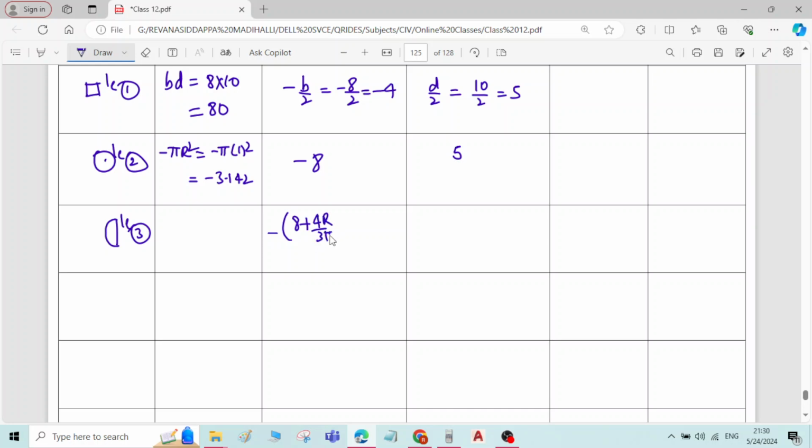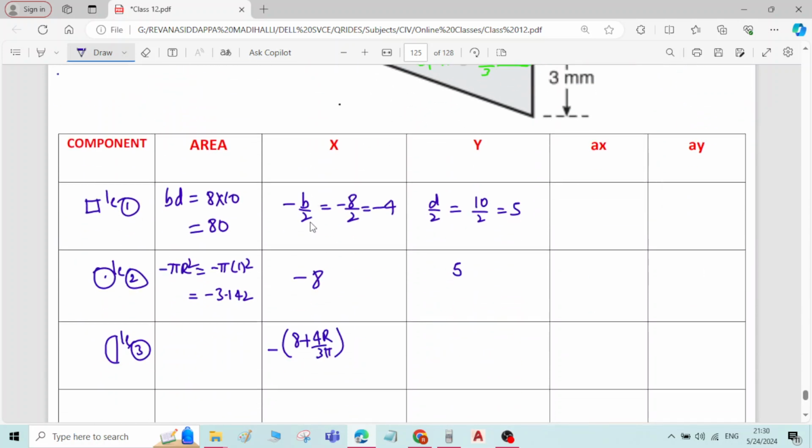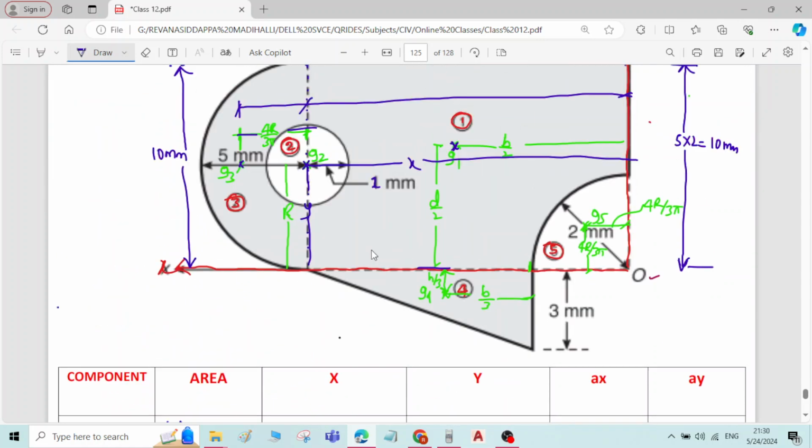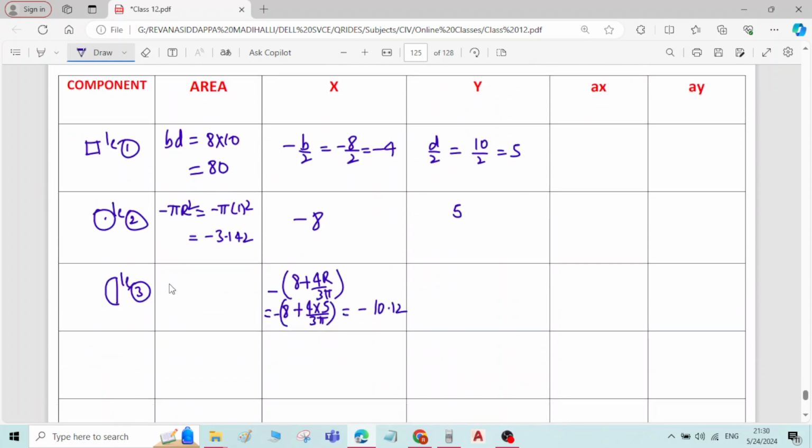Why minus? Because it is in the second quadrant. The semicircle lies in the second quadrant. So this is equal to minus of 8 plus 4 into 5 divided by 3 pi. The answer is minus 10.12 millimeter. And the area of the semicircle is pi r square by 2.